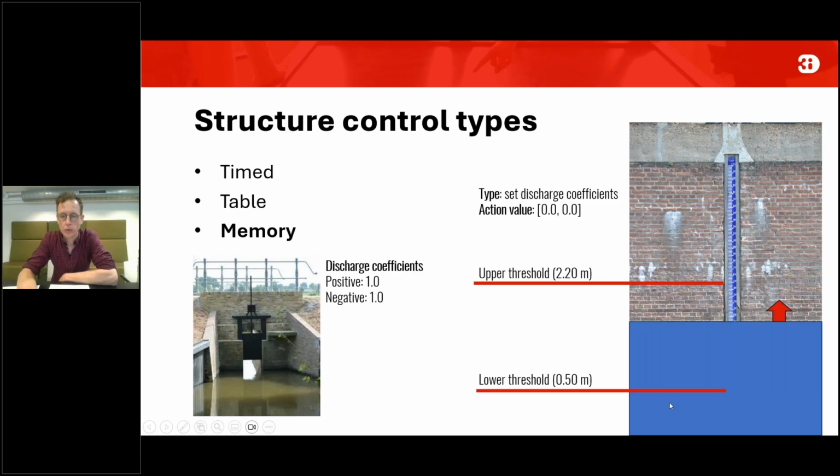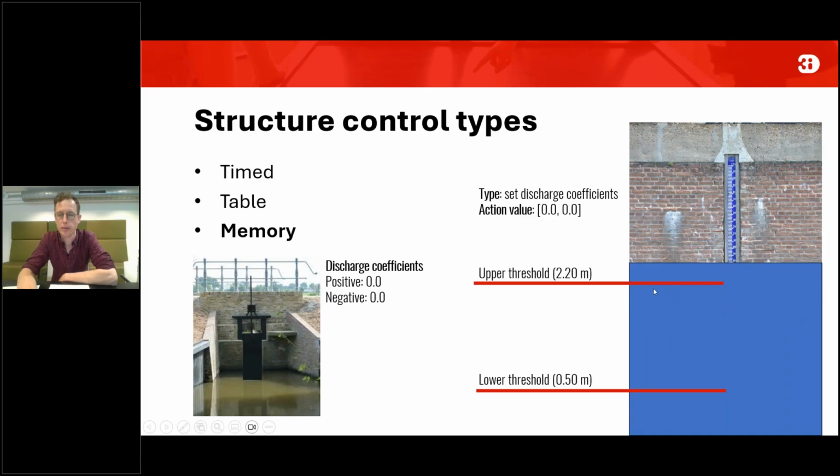Then when the water level starts rising, at first nothing happens, it rises further, and then it passes the upper threshold, and then the control is activated, which means in this case that the discharge coefficients are set to 0, which means that the gate is closed. Now, later in the simulation, the water level becomes lower again.